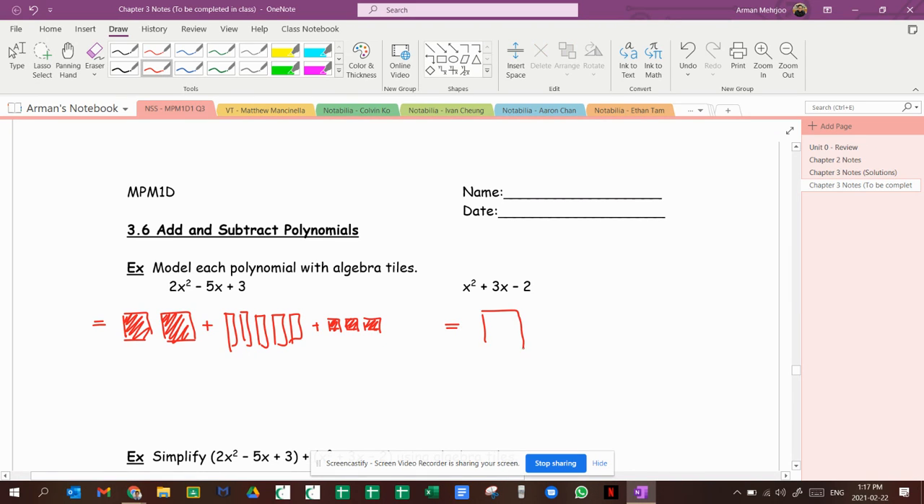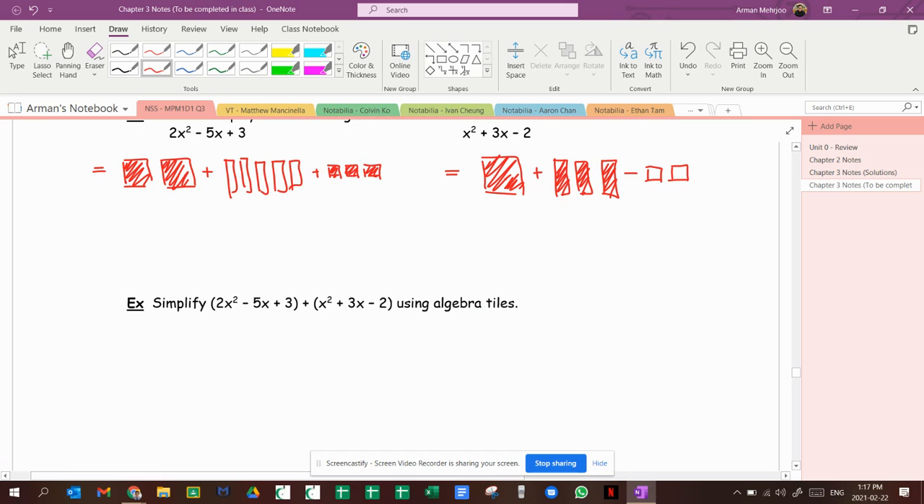I have 1 positive x squared, 3 positive x's, and 2 negative 1s. Okay.